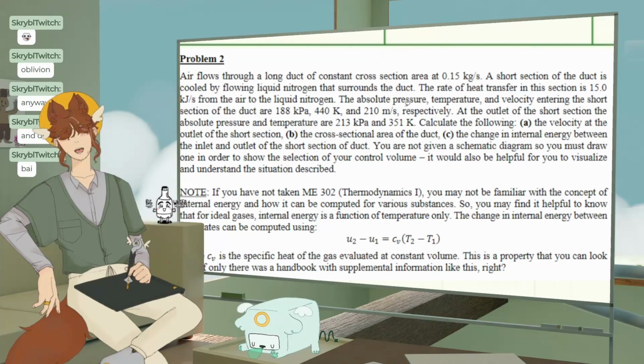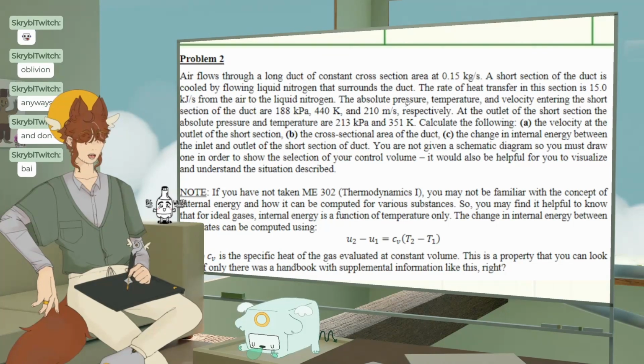Okay, wait. I thought it said constant cross-sectional area, and I just looked at the number, and it said the cross-sectional area. It's not the cross-sectional area. That's like kg per second. It's flow. Oh, that's funny. Okay, that's a mass flow. That's a mass flow rate. Oh, so we're given an m dot. Interesting.